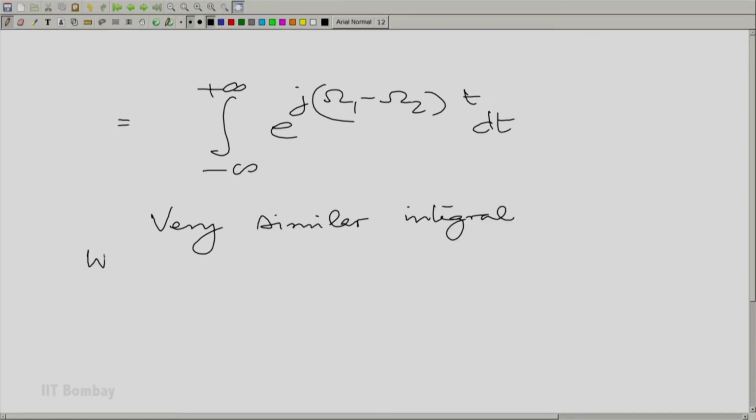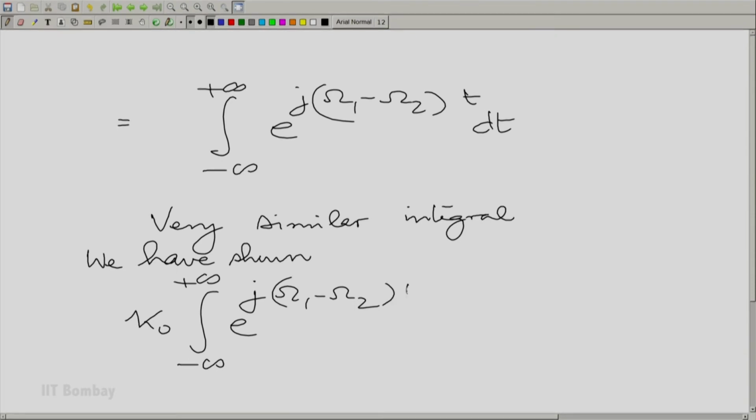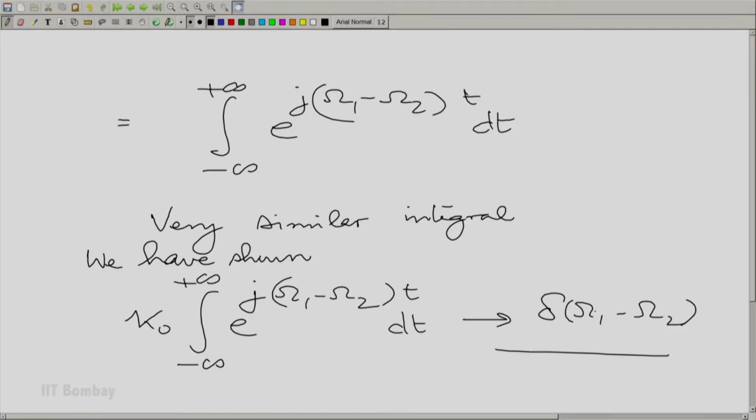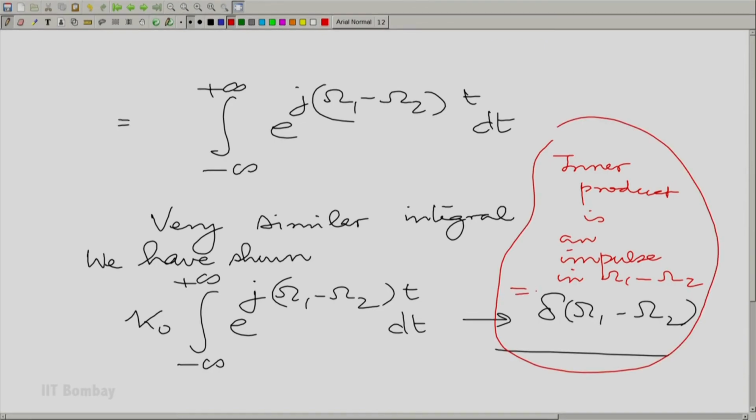Essentially what we have shown is that kappa 0 times this integral tends to delta omega 1 minus omega 2. And here we have the answer to the question that we have been asking. Where is the orthogonality of these rotating complex phasors coming into the picture? It is coming in here. Look at it. You have essentially the inner product is an impulse.